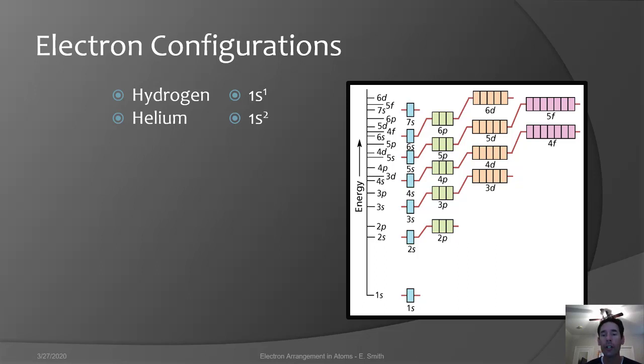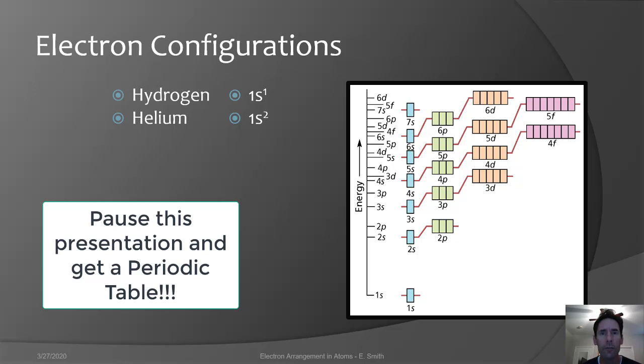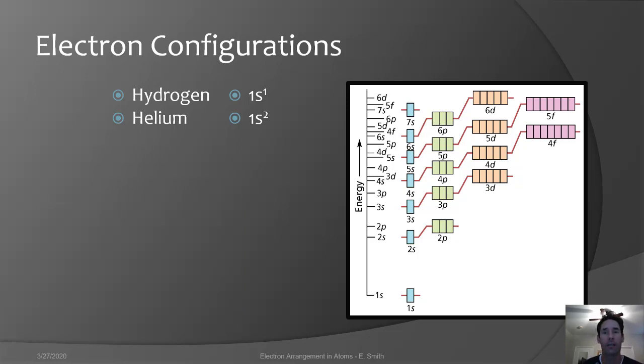Is it now full? Look at our chart on the right-hand side. Is it full? S sublevel, the number of orbitals is 1. It can only hold a maximum of 2 electrons. It's full. Look at where you are in the periodic table. Take a gander at a periodic table right now. Have it next to you. Helium is all the way over on the right-hand side. And because it's all the way over on the right-hand side, it's now full.